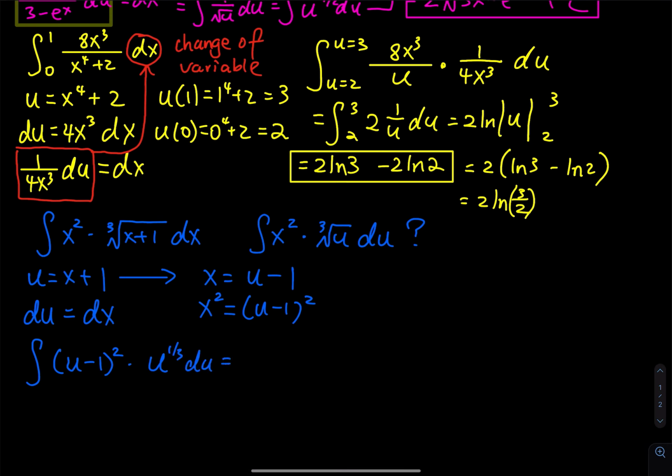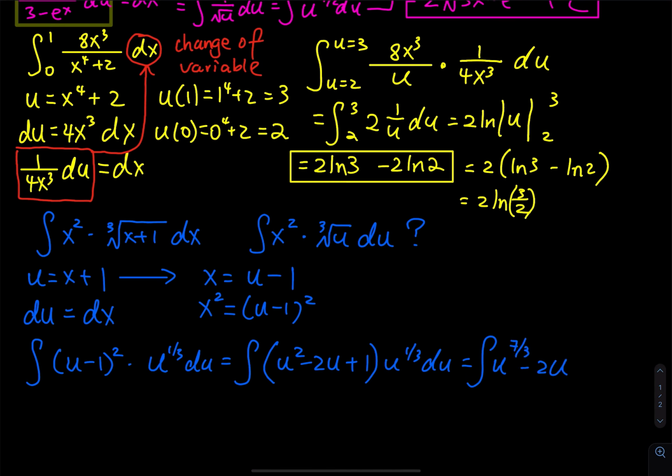And then you open up the square. After you open up the square, you have u squared minus 2u plus 1, right? And then times u to the 1/3 du. And then you distribute the 1/3. So you have u to the 2 plus 1/3, you add the power, so that is 7/3. And then minus 2u to the 1 plus 1/3, that is 4/3. And then the last one is plus u to the 1/3 and then a du.